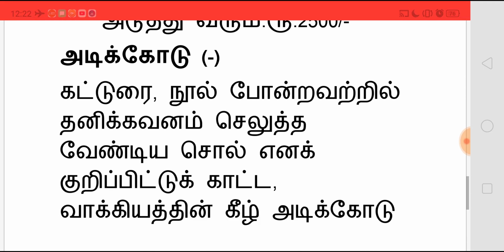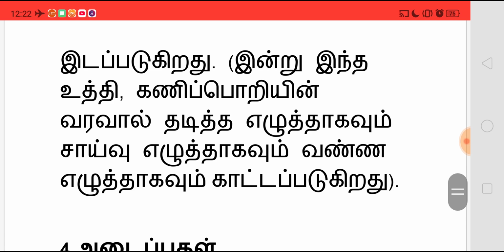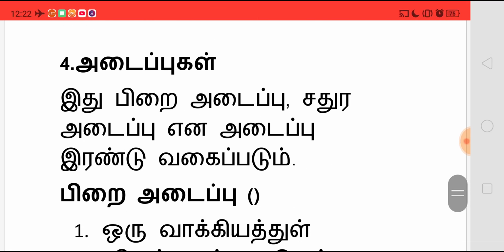Then we have Adi code. That is when we are reading a book or an essay, to inform that these are important information, we put this Adi code. But today, because of computers, we use either bold letters or italic letters or colored letters to show that. And then comes அடைப்புகள். We have two types of அடைப்புகள். One is பிறை அடைப்பு and another is சதுர அடைப்பு.